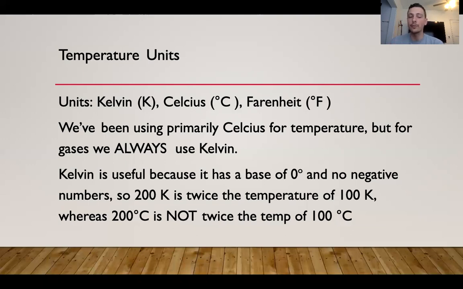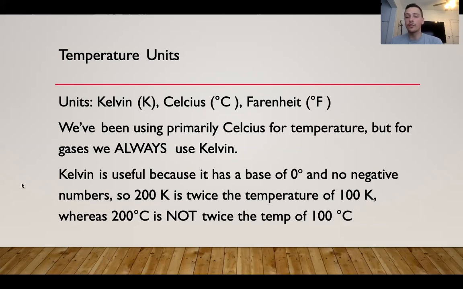So because of that, we have a 0 scale. We have no negative values we have to worry about, just like we have a 0 scale for volume and pressure, right? We can't have negative pressure. We can't have negative volume. If we can't have negative temperature using the Kelvin scale, that allows us to have these really cool relationships between all these variables that we'll be talking about in the coming weeks. So Kelvin is useful because it has a base of 0 and no negative numbers.